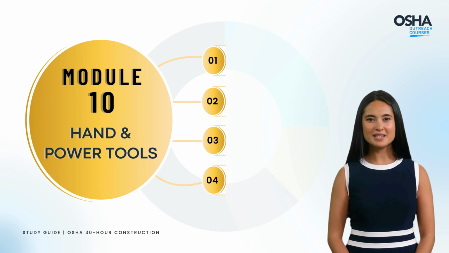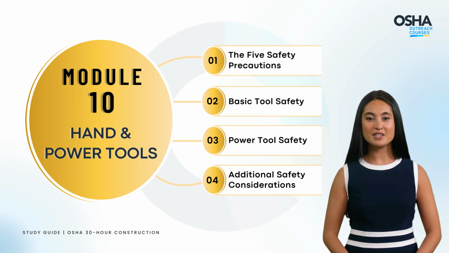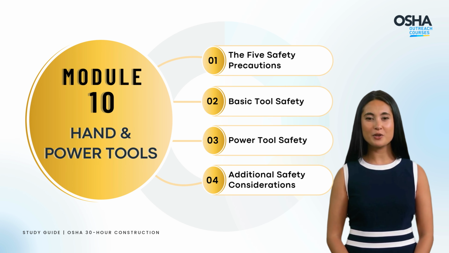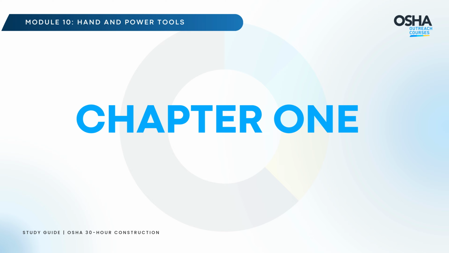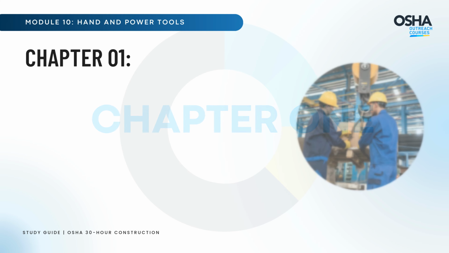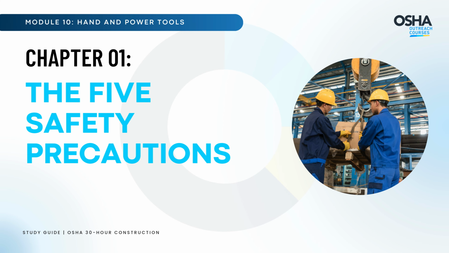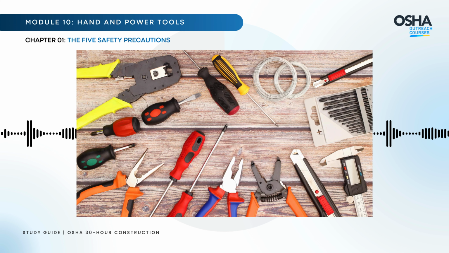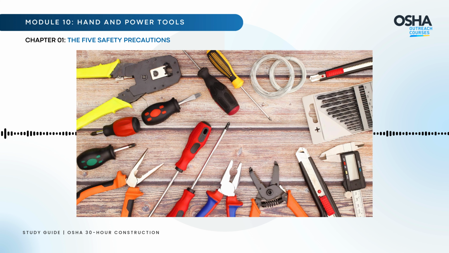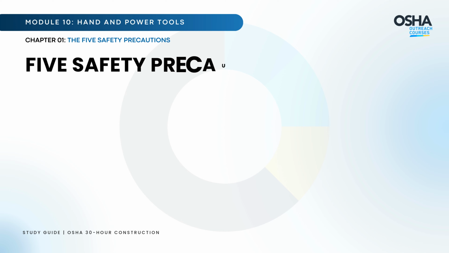Now to make it easier for you, we have broken down the module into 4 chapters: Fire Safety Precautions, Basic Tool Safety, Power Tools, and other safety considerations. Let's get started. Chapter 1, the 5 Safety Precautions. Every tool is a potential hazard if not used correctly. That's why we have the 5 safety precautions.